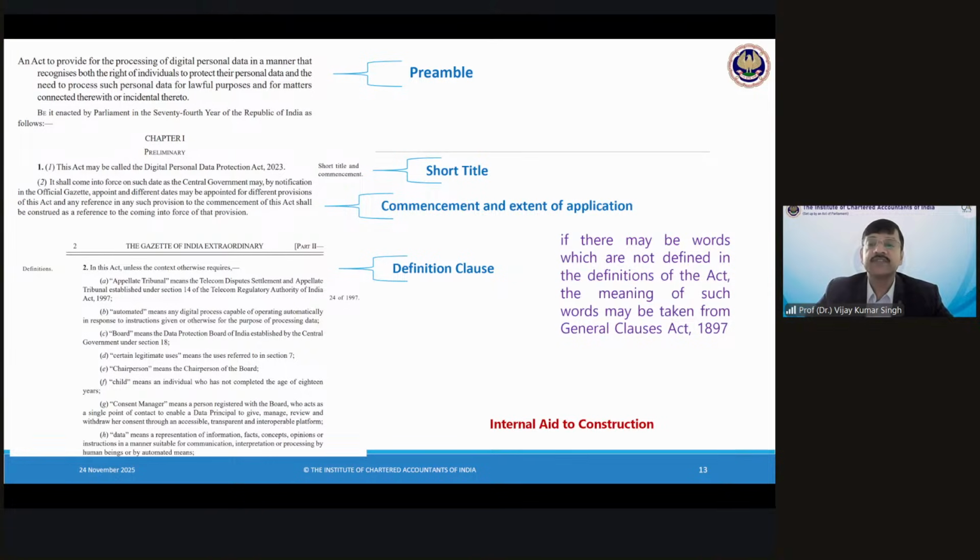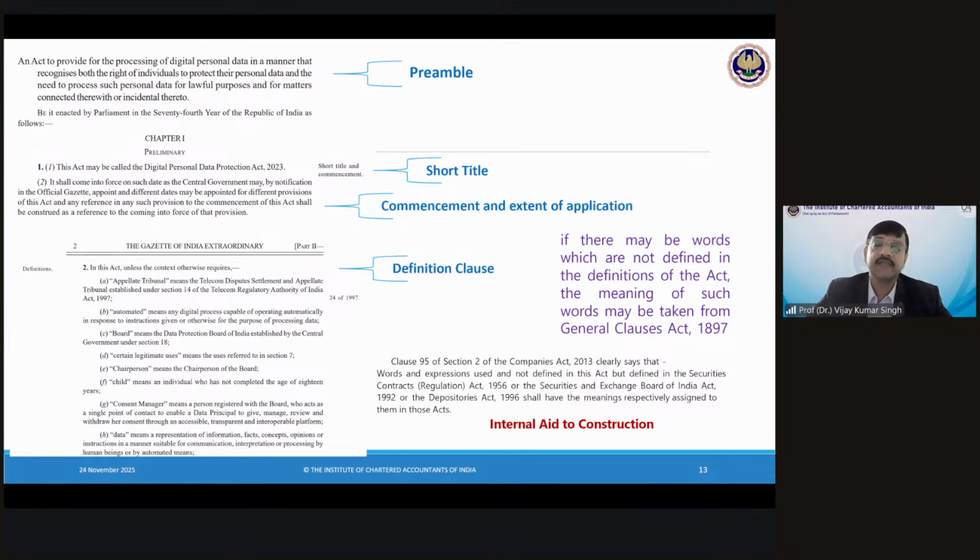So if there are many words which are not defined in the definitions of the Act, the meaning of such words may be taken from the General Clauses Act. Like, for example, let us have a look at it. Clause 95 of Section 2 of the Companies Act clearly says that. Now, this is another important instruction with reference to definition.